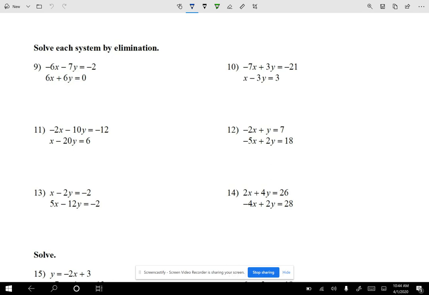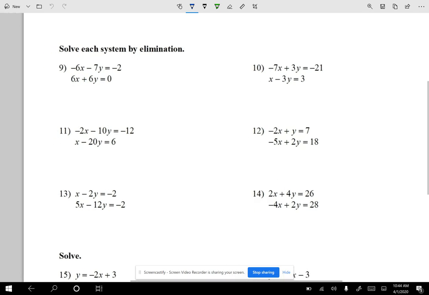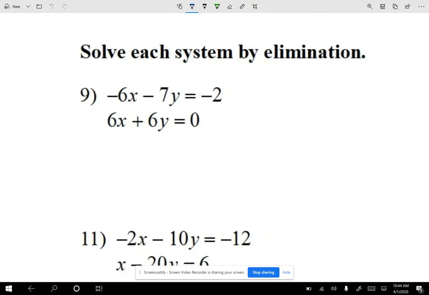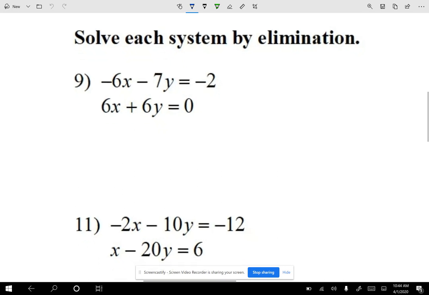So for today, we're going to learn how to solve by elimination. Now, looking at question number 9, in elimination, I want it such that when I combine my like terms, one of my letters cancels out. If I combine the x's, negative 6 plus 6 is 0x, that basically cancels out.